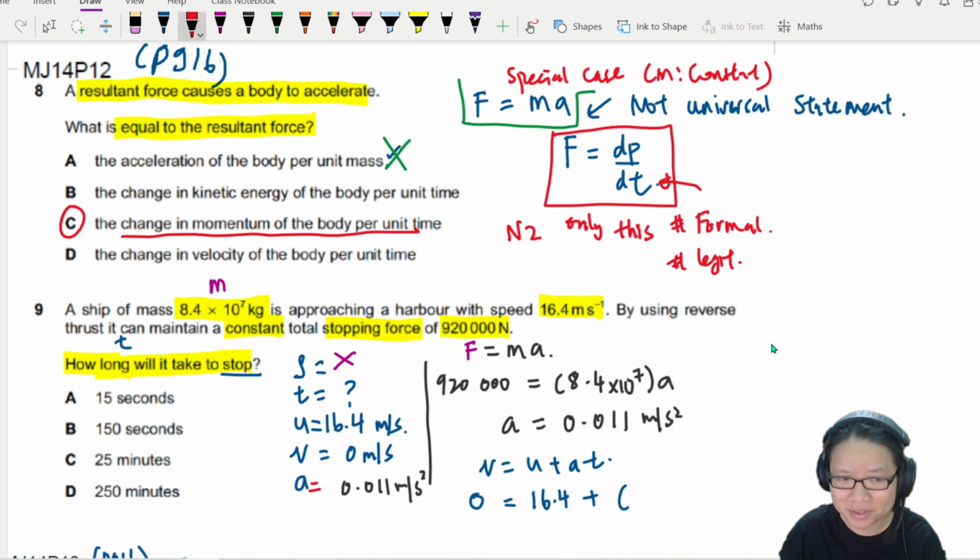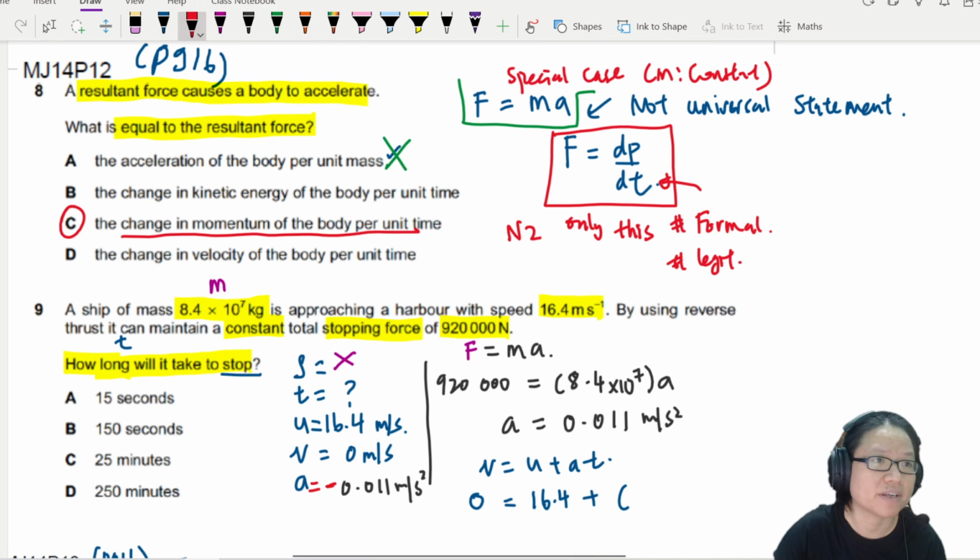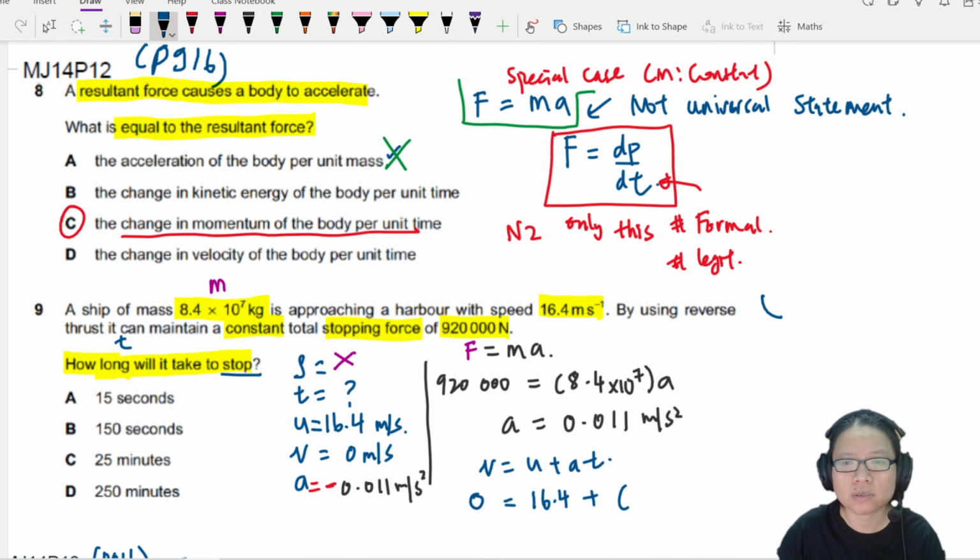Were you thinking about this just now? This must be negative. If you're wondering why negative, then think about your boat. Okay, I'm going to draw a boat now.